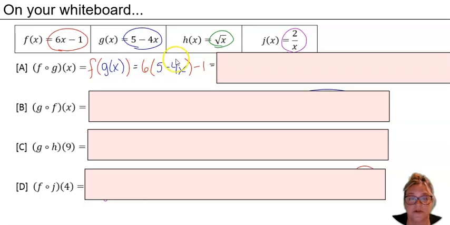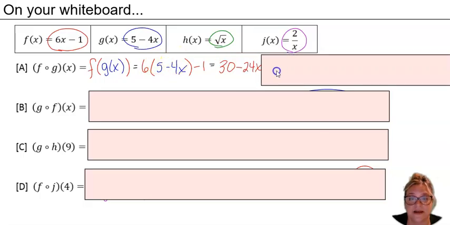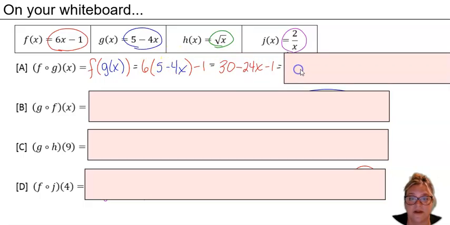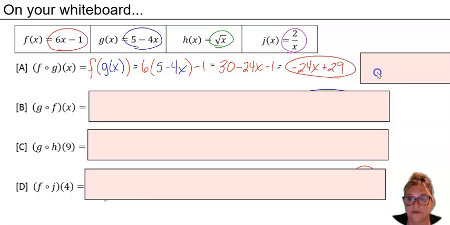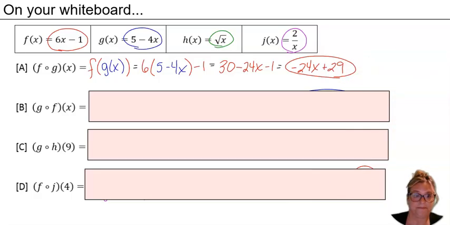Then we're going to distribute to get rid of those parentheses, and we'll have 30 minus 24x, then our minus 1, and we combine our like terms to get negative 24x plus 29.